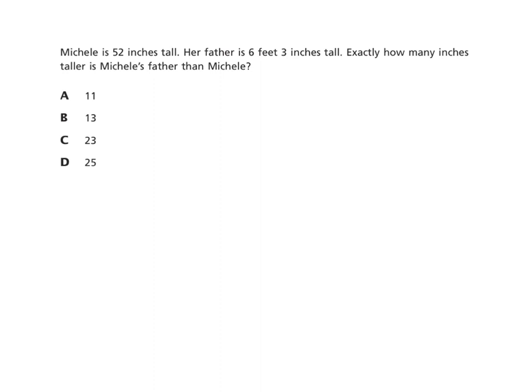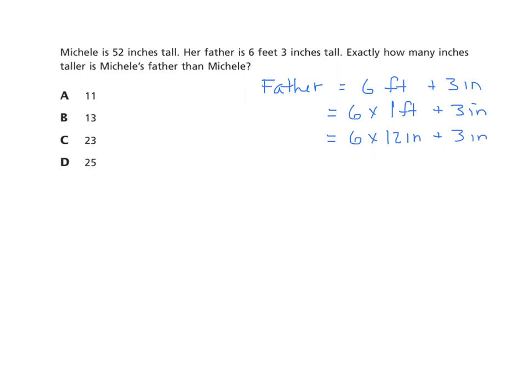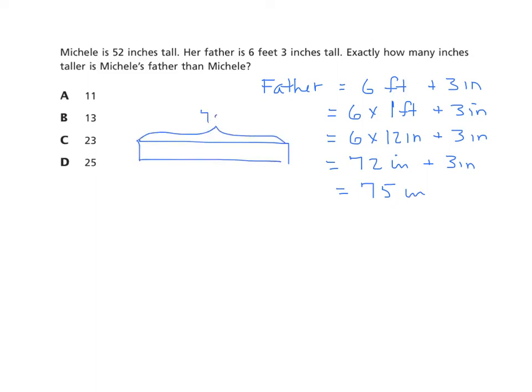So the father is 6 feet plus 3 inches. Well, that equals 6 times 1 foot plus 3 inches. And 6 times 1 foot, well, how many inches are equal to a foot? You should know that. Again, no chart, not anymore. 1 foot is 12 inches, plus 3 inches. Now we have 72 inches plus 3 inches equals 75 inches. So we know that the father is 75 inches.